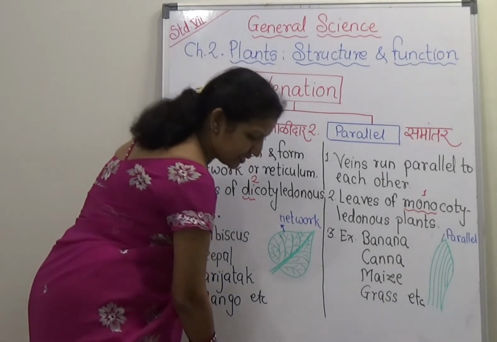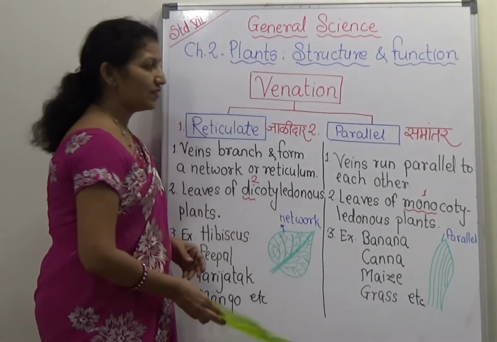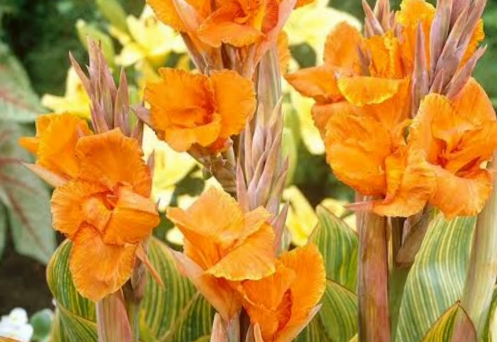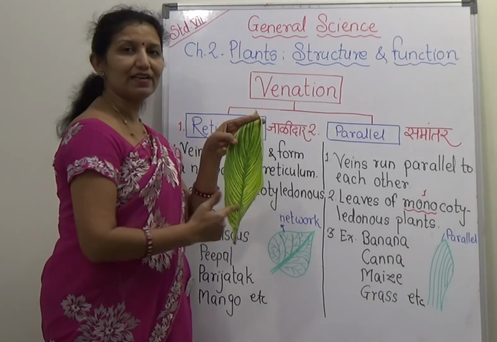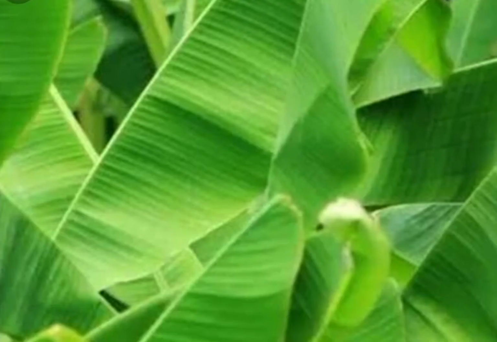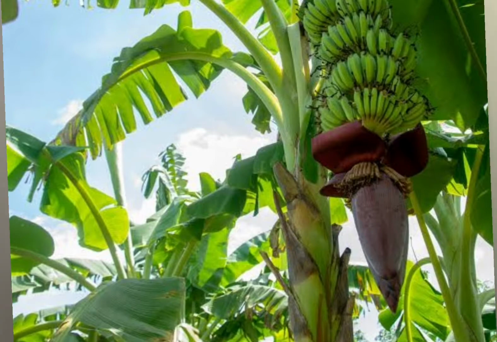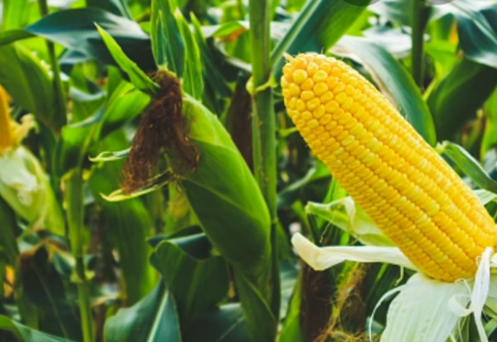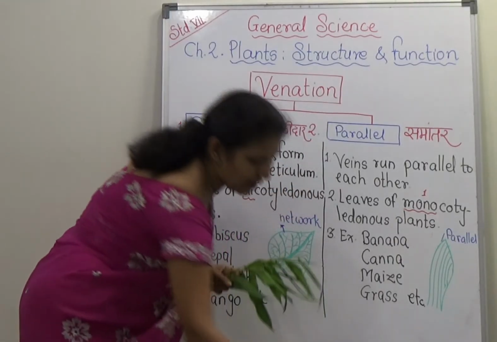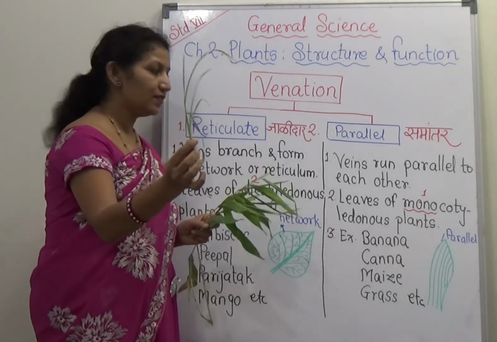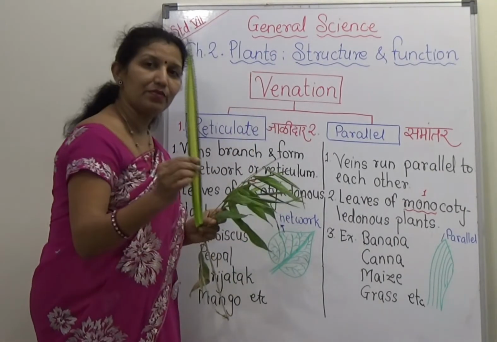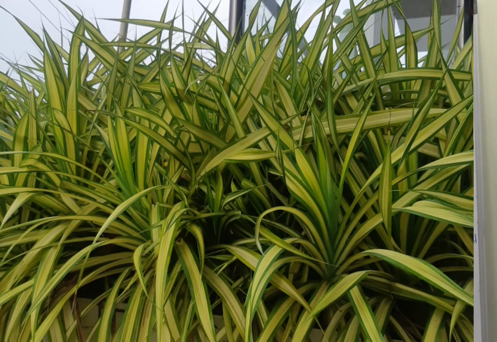Then we will study the examples of parallel venation. See, this is a canna leaf, and this canna leaf is having parallel venation. These veins go parallel to each other. Then the monocot plants, banana, canna, maize, then grass is also an example of fibrous root plant as well as parallel venation. Then kevda is also an example of parallel venation.